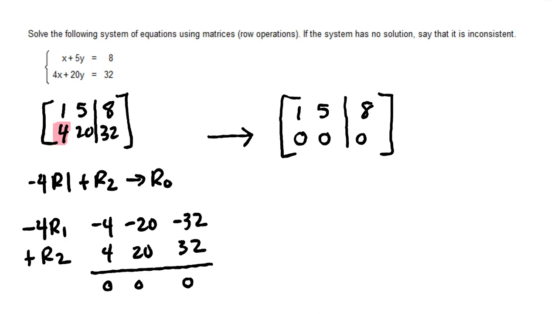Now when we have a situation like this, where we intended to eliminate one term, but we ended up eliminating both, we have one of our special cases. You either have a system that has infinite solutions, or you have a system that's inconsistent or has no solution. So what we're going to do is look at this last equation, and this last equation would be the statement 0 equals 0, which is a true statement. So because of that, this system has infinite solutions.